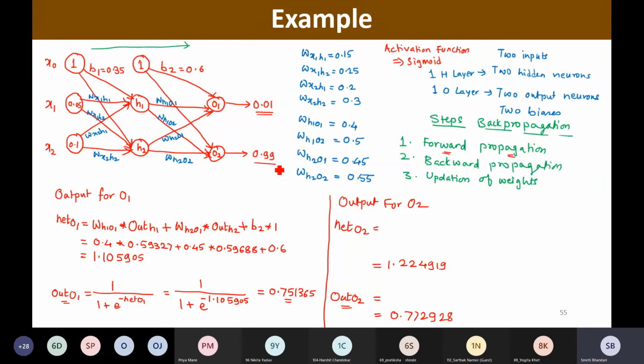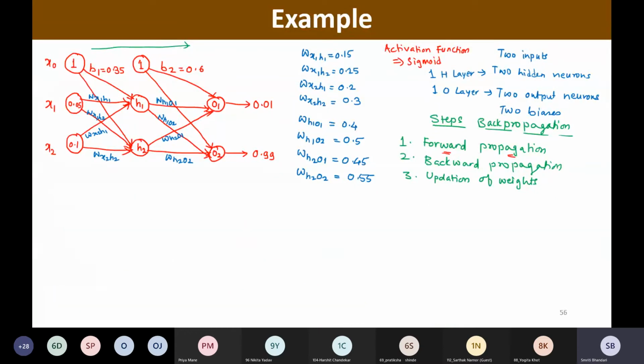And what we have got? We have got the observed output of O1 as 0.751365 and the output for O2 is 0.772928. So simply what we are going to do is we are going to compute the error now. Okay, so we are going to compute the error.